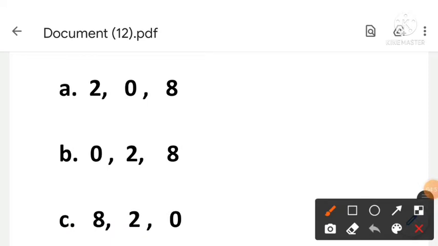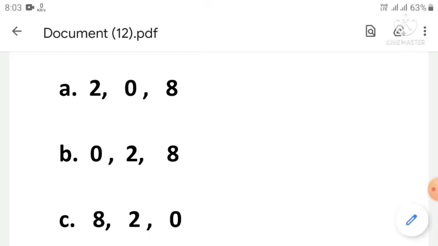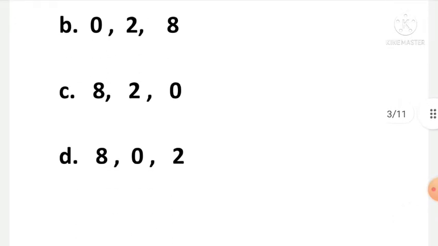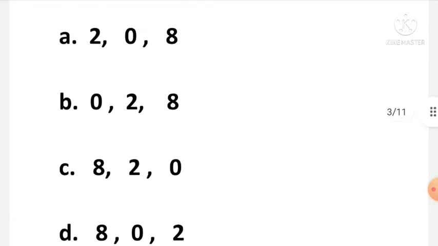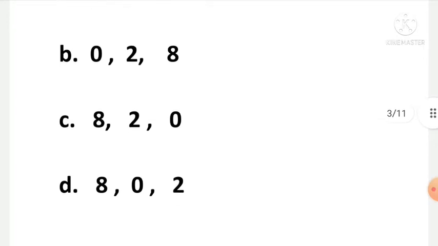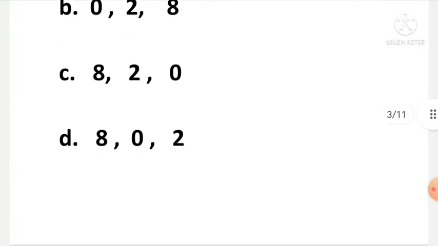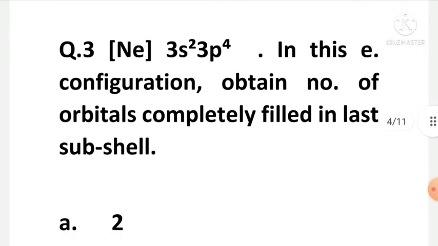So we see the options: A 208, B 028, C 820 and D 802. First we have to select the correct answer, then we have to circle the correct option. Now we see question number 3.